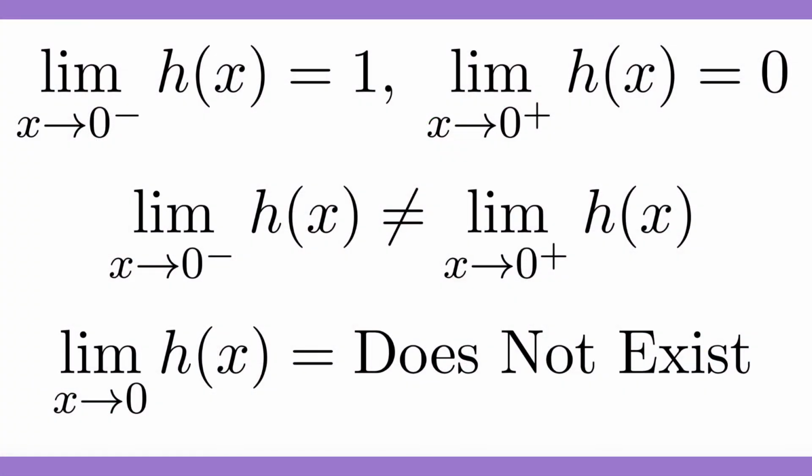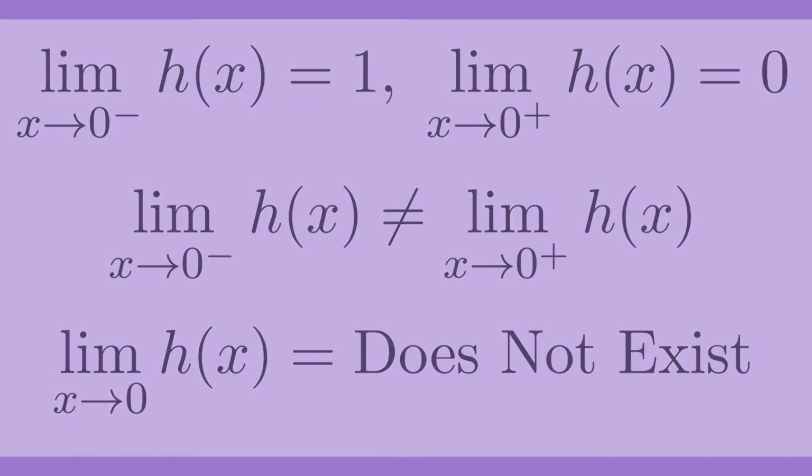So the limit of h of x as x approaches 0 from the left-hand side is 0. But nope, it's 1. The limit of h of x as x approaches 0 from the right-hand side is 0. Therefore, since they're not equal to each other, the limit of h of x as x approaches 0 does not exist.